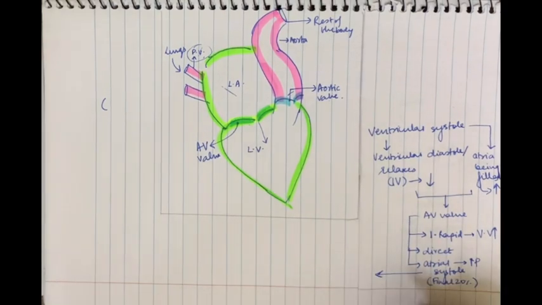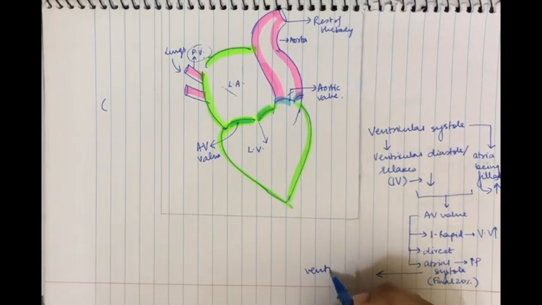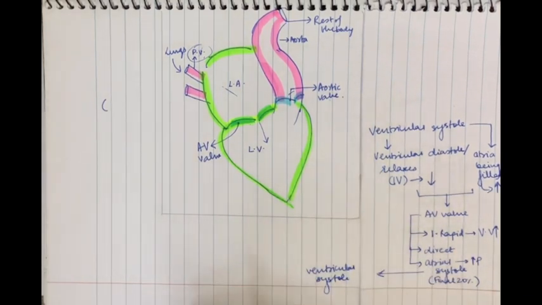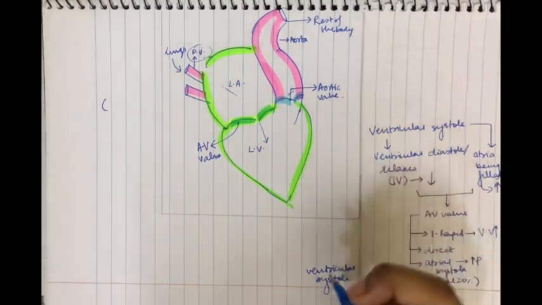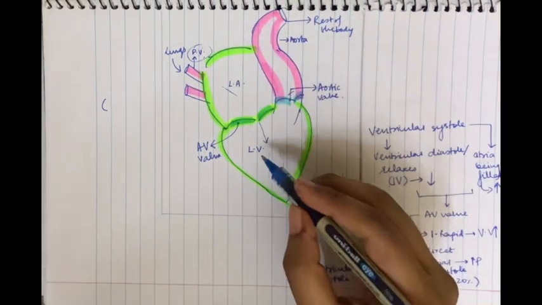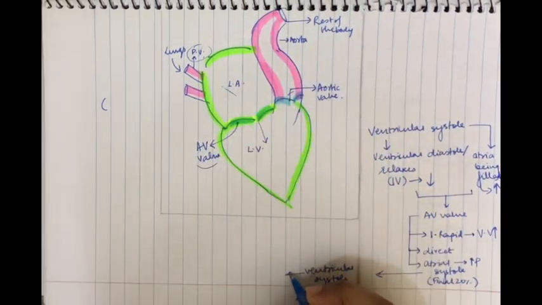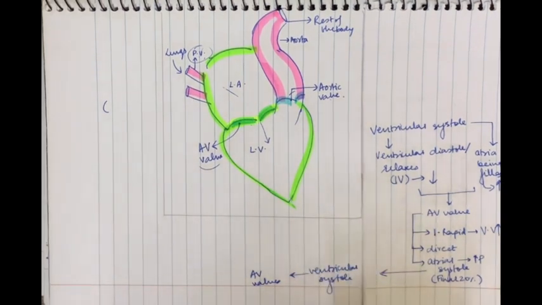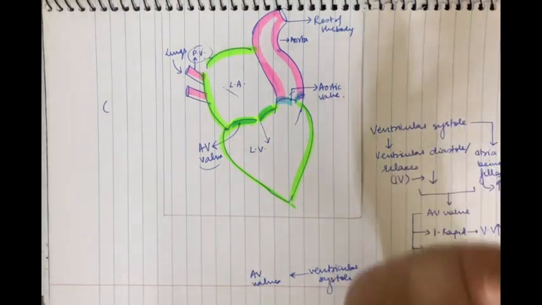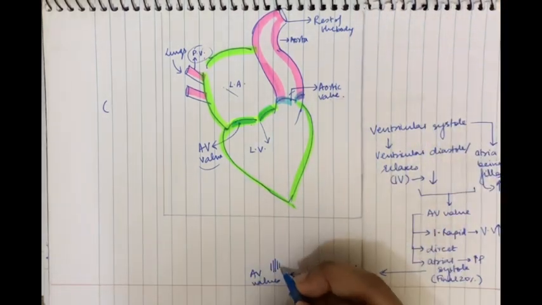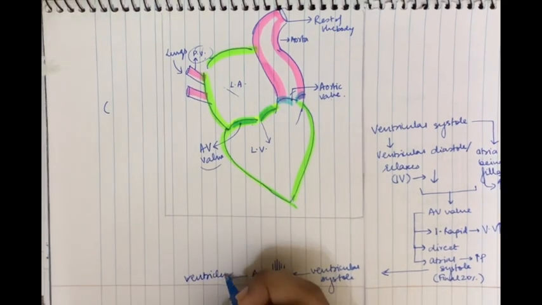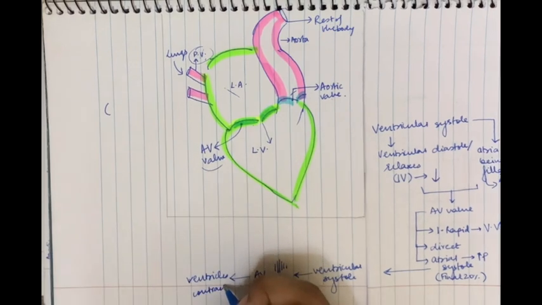Now this one again causes ventricular systole. So when ventricular systole happens, pressure in ventricles increases, and this pushes close the AV valve. This pushes the AV valves closed, and when these AV valves close, you get the first heart sound. So we mark it this way. Now, after this, ventricles contract isovolumetrically.